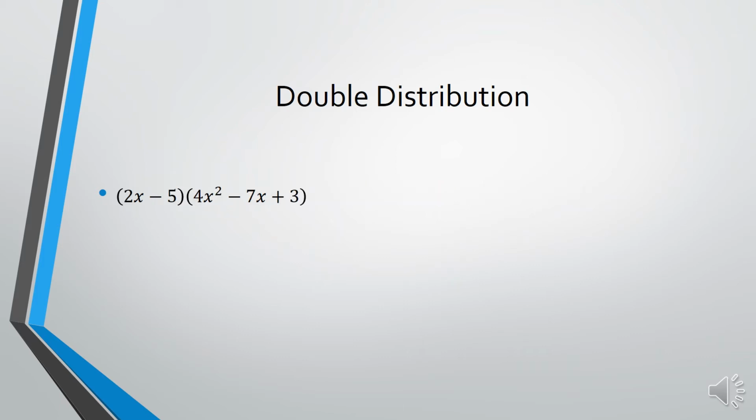So let's do this double distribution again. And again, I know that you may have learned FOIL before. I don't like teaching that because what happens when you have more than just two terms, like in this problem? The FOILing method kind of falls apart. So double distribution, that's what we're going to do. First thing, we are going to distribute this 2x. So when I distribute this 2x, I'll get 2x times 4x squared minus 2x times 7x plus 2x times 3.